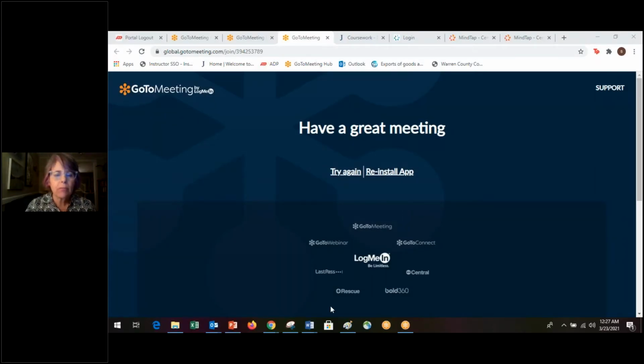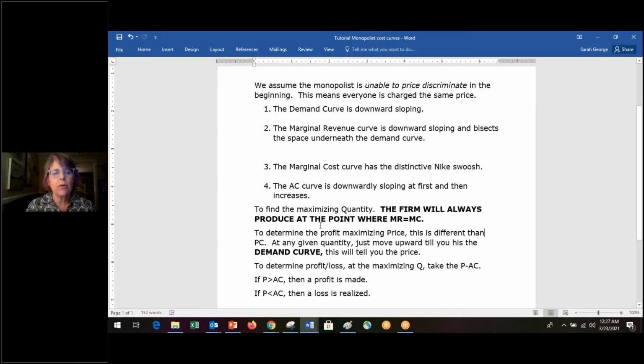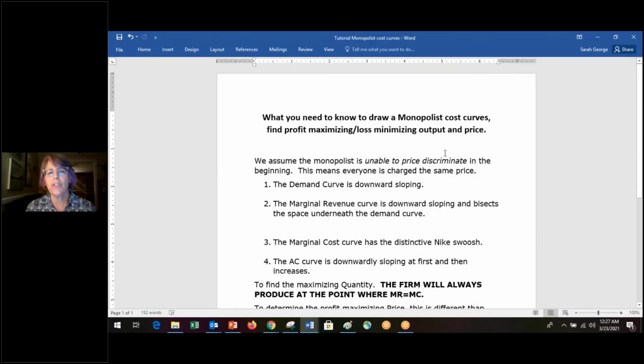Now let's draw the cost curves. Let me show you a document that I made first. I'll post it too. It's just a little document. So we're going to assume, here we go. This is what you need to draw monopolist cost curves.